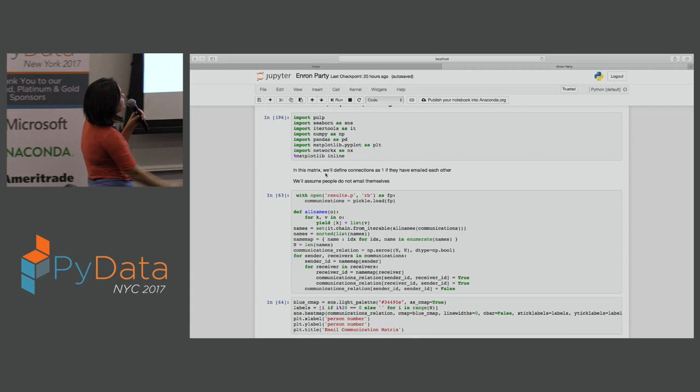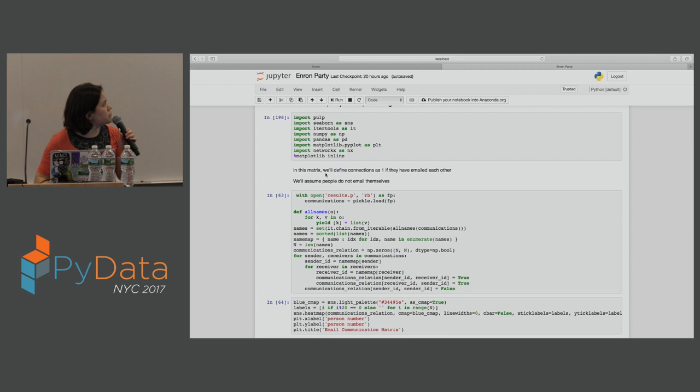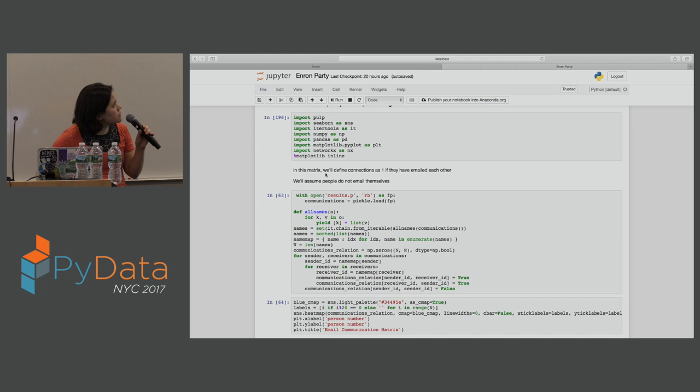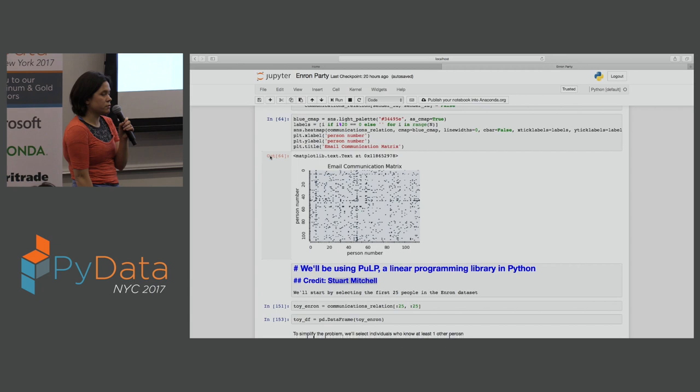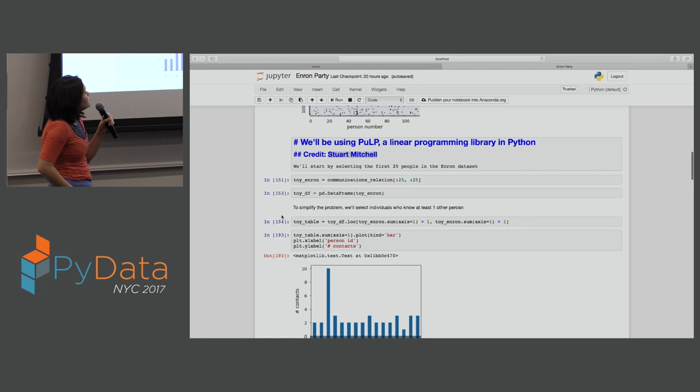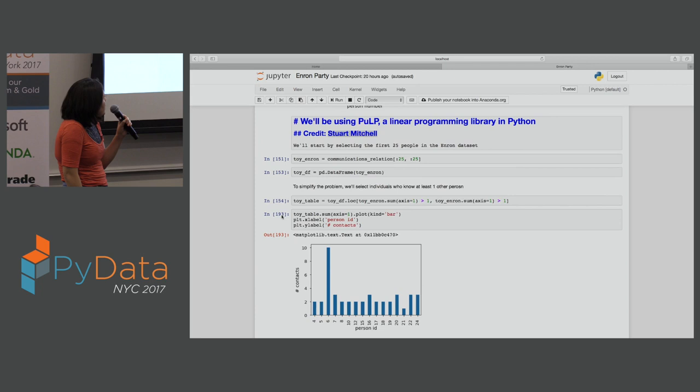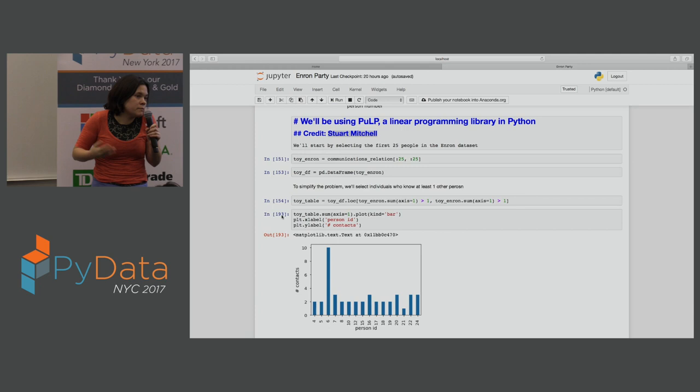But given that these methods can be pretty demanding computationally, I'm gonna be using a subset of this data, and I'm slightly modifying the tutorial from Stuart Mitchell at Pulp, which is again an open source library for linear programming. I've now taken the first 25 people by their ID and made it into a data frame, and I'm going to look for individuals in that 25 who at least know one other person, just to simplify the problem and make sure we are getting people at the party who know each other.